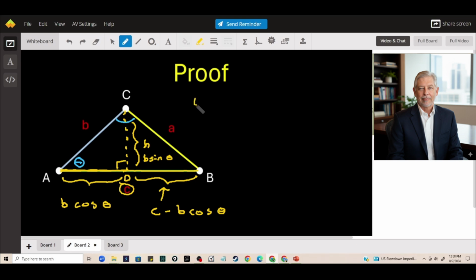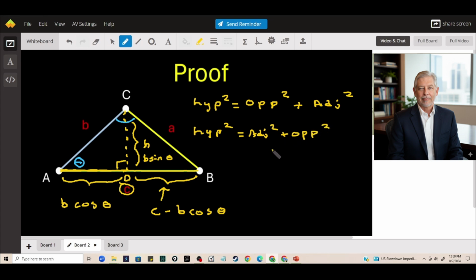Can I say that the hypotenuse squared is equal to the opposite side squared plus the adjacent side squared? Or you could also say, if you wanted to, hypotenuse squared is equal to the adjacent side squared plus the opposite squared. Either way, they'll both work.